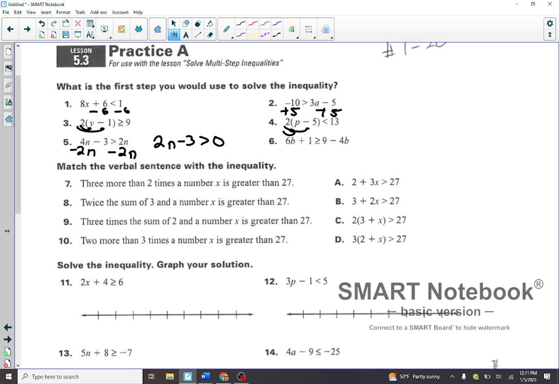And then here, you have 6b and negative 4b. The smallest of the two is the negative 4b. So plus 4b. And that would look like 10b plus 1 is greater than or equal to 9. Again, just do the first step. That's why I asked you this question, please.